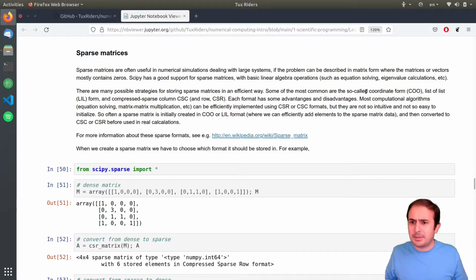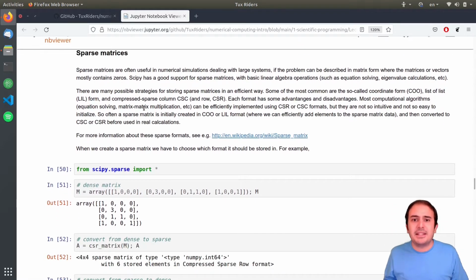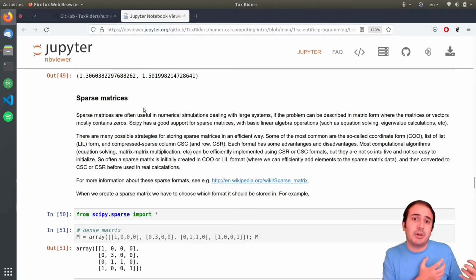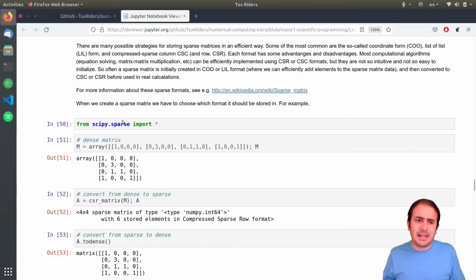You can see some of them here: so-called coordinate form, list of lists, compressed sparse column or row, or others, to store this matrix for you in a way that you can use it, restore it, or more importantly, do operations with them without really restoring them. So imagine that you want to solve AX equals B, but A and B are sparse matrices or vectors. And this is actually the namespace or the sub-package for doing such operations.